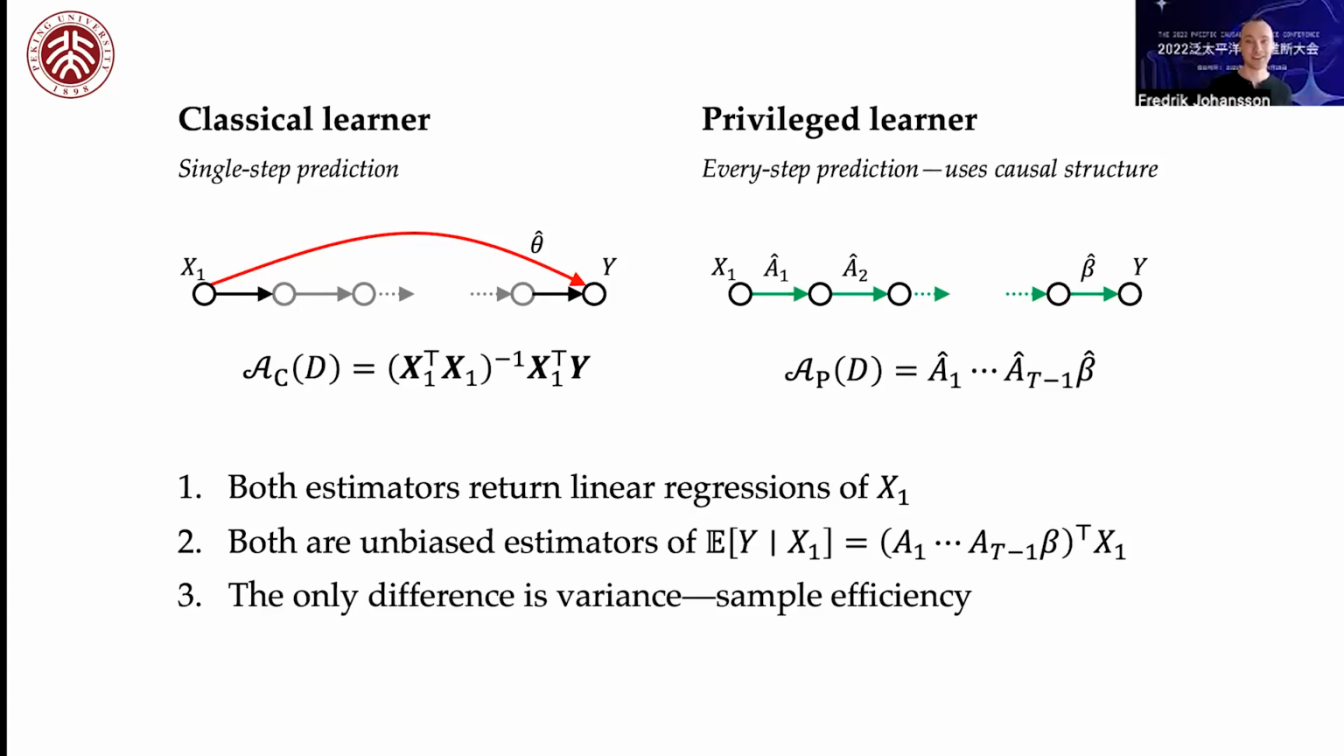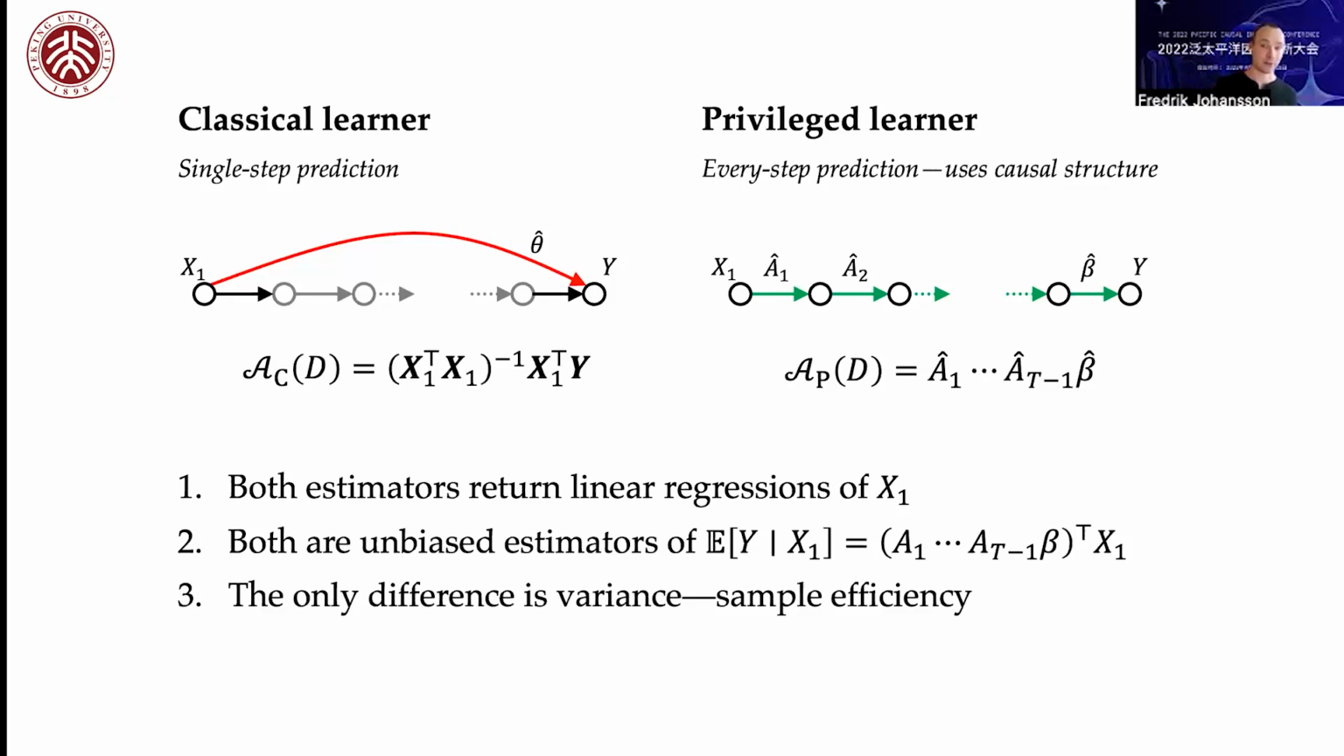We will call this a single step prediction because, for obvious reasons, you make a single prediction and that's your guess. So in the linear Gaussian case, I'm sure all of you know that an OLS estimate will be unbiased and it will be the smallest variance unbiased estimate. So that will be our classical learner here. Script A C, that's our classical algorithm. It takes a data set D and it outputs the OLS estimate.